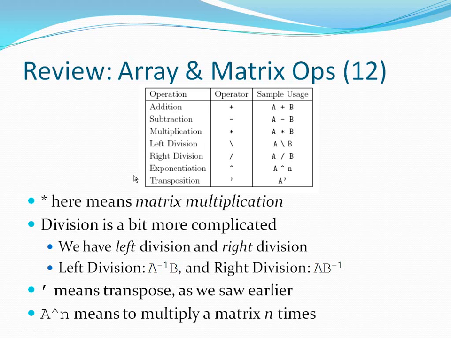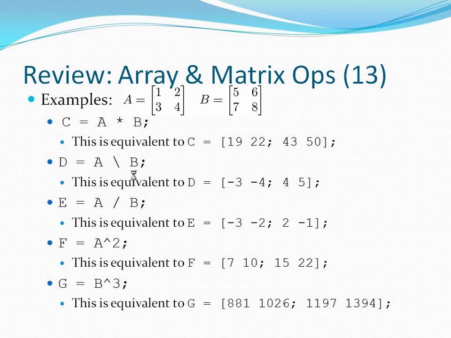Okay, so some examples. For example, I have A and B, which I've already coded from before. If you were to do A times B, it'll do a matrix multiplication for you. So this is 1 times 5, and then plus 7 times 2, which is 19. 1 times 6 plus 8 times 2, which is 22, so on and so forth. All right. A backslash B here, this is the left division. What this does is that it finds the inverse of A, and then it multiplies it by B, and this is what you get. When you do A slash B, this is right division. It'll find the inverse of B, multiply by A, and then this is what you get.